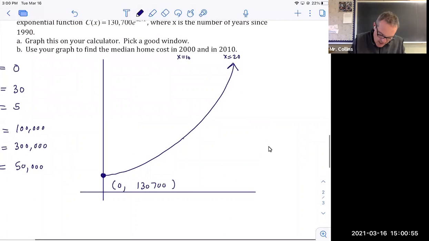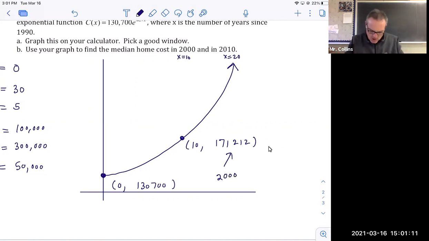But if you plug in 10, it takes you right about there. And 10 gives you about 171,212. So that right there is the population in 2000. I keep saying population. That's the cost of a house. I'll even put dollar signs in 2000.